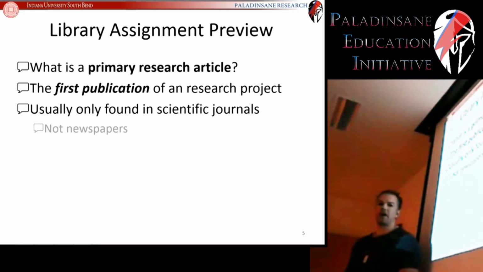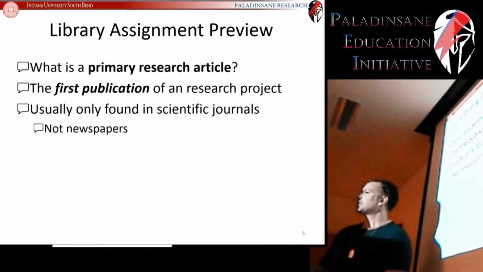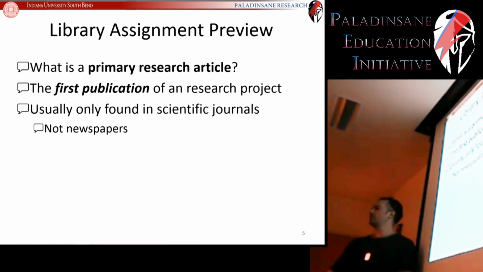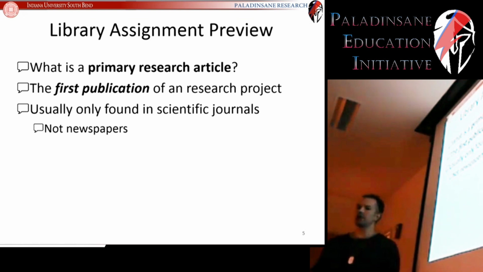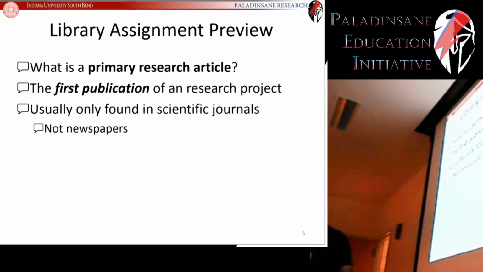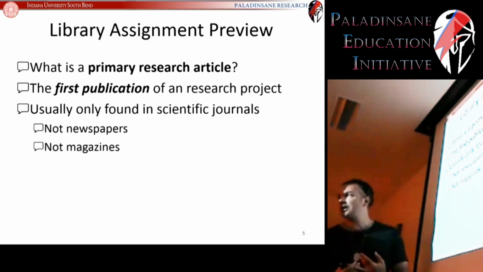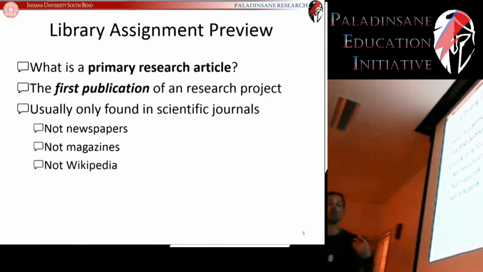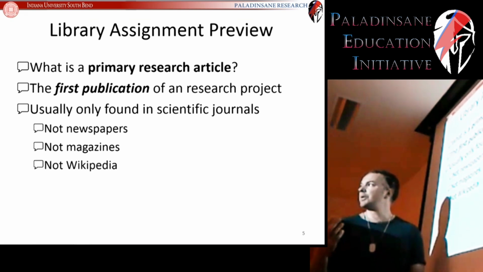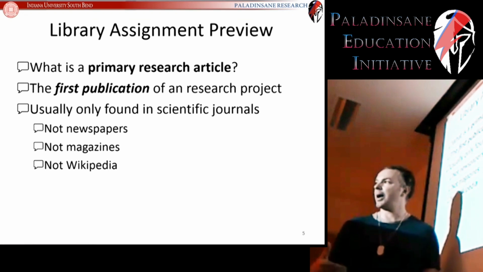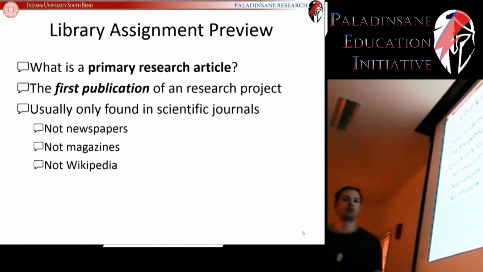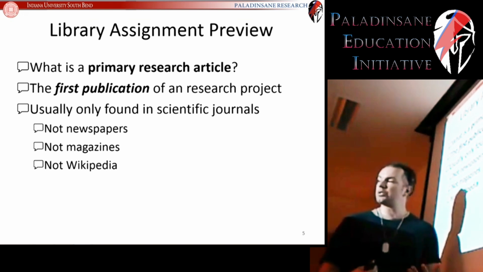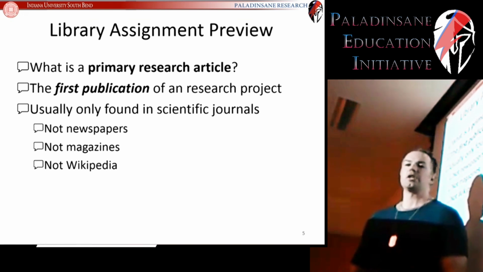So it's not found in newspapers. If you're reading a newspaper about a new scientific study, you are not reading the primary research article. You're not reading the original publication. So you're not going to find it in newspapers. You're not going to find it in magazines, online or in print. It's not going to be on Wikipedia. Wikipedia does not have primary research articles published in Wikipedia. It's not going to be in many of the sources that you're used to going to for information.